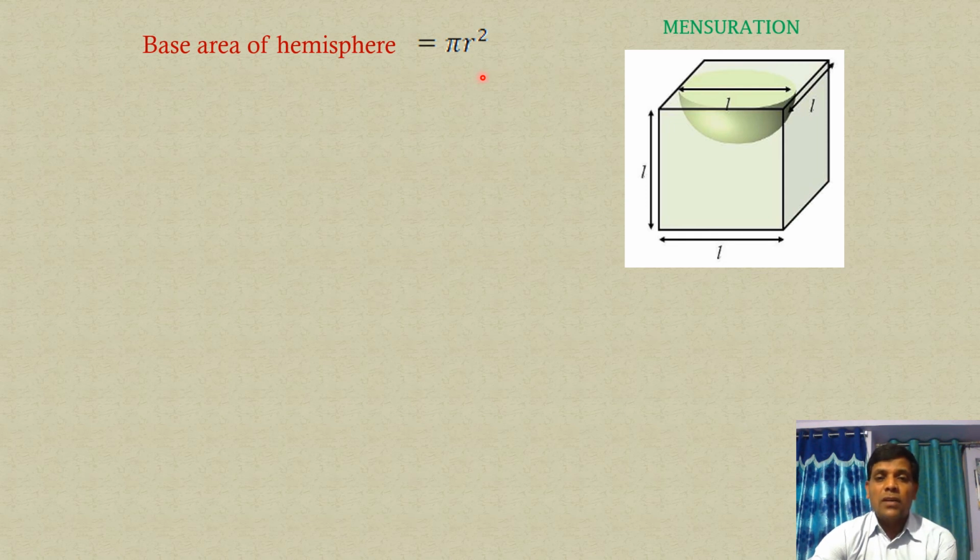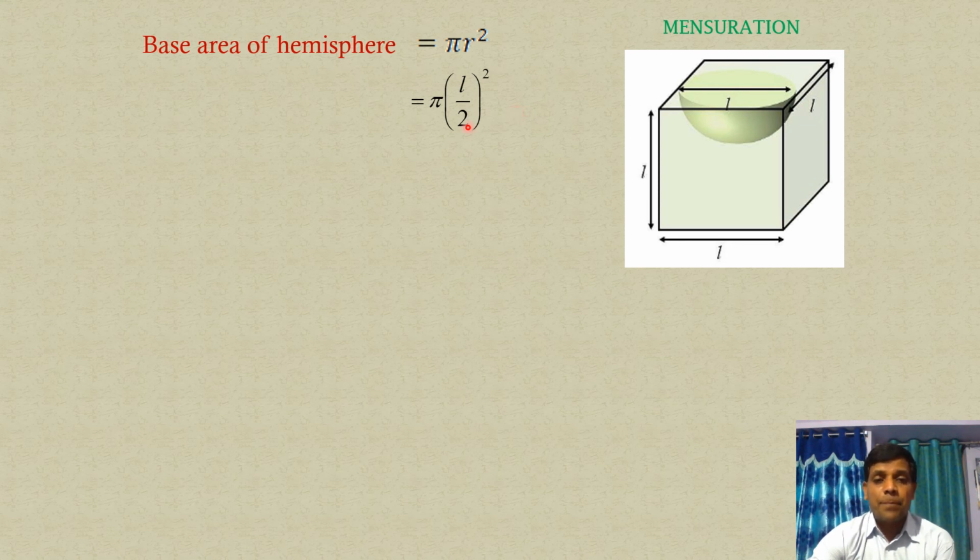L by 2. R square means L by 2 whole square. Now pi into R square, that is L by 2 whole square. L by 2 whole square is written as L into L by 2 into 2. So L into L, L square; 2 into 2, 4. This is written as L square by 4.